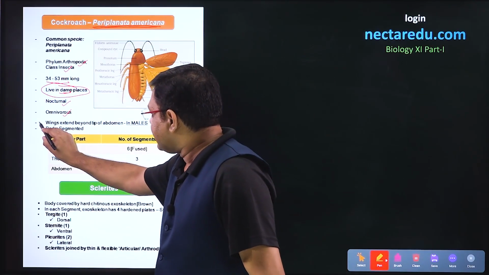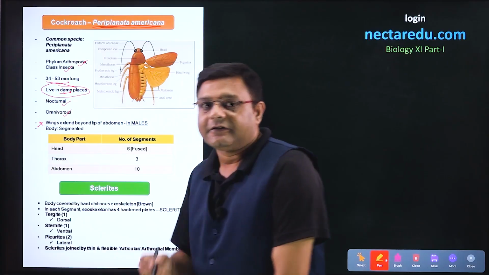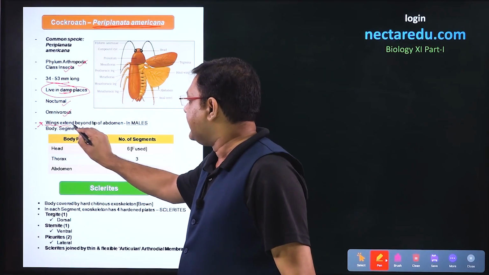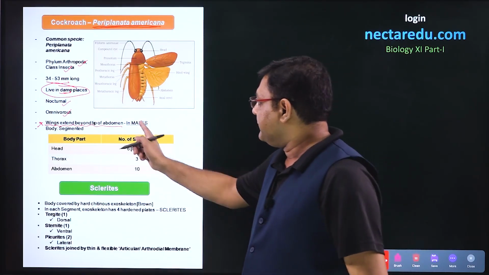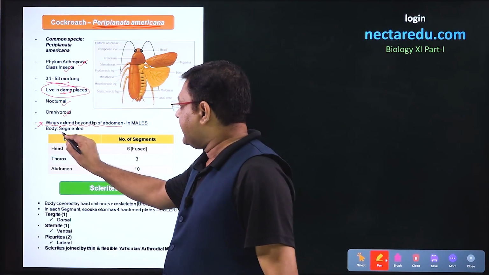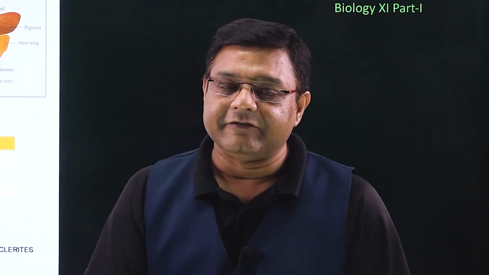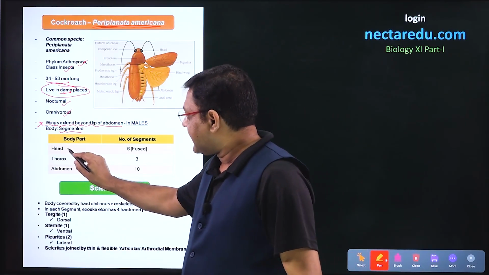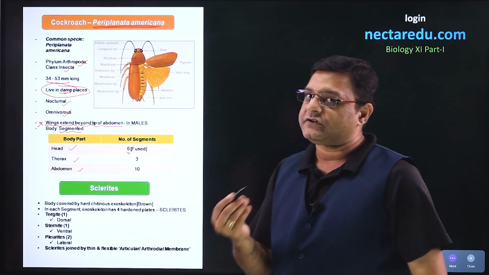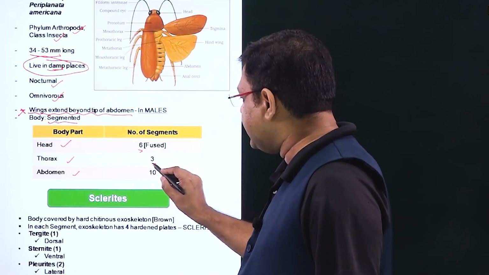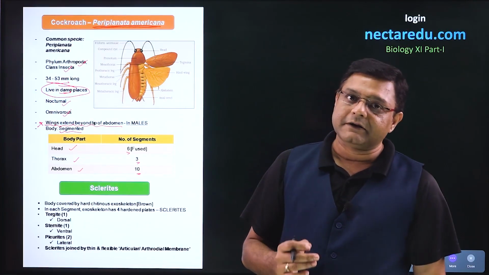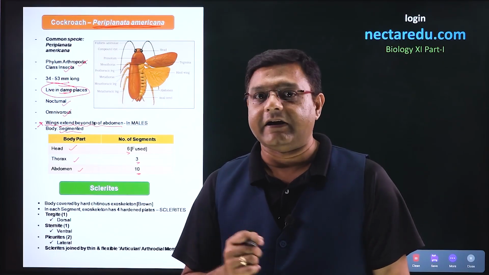Now, one character differentiates between males and females. In the case of males, wings extend beyond the tip of abdomen, so male cockroaches can be recognized by this particular feature. Now, their body is segmented. Body is divided into three parts. The three parts are head, thorax, and abdomen. Now, head has 6 segments which are fused together. Thorax has 3 segments and the abdomen has 10 segments. These segment numbers are similar in the case of male as well as female cockroach.